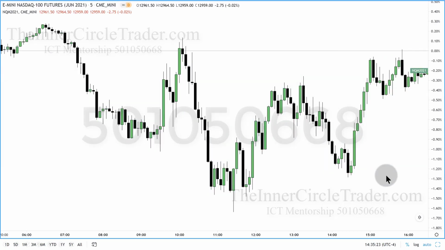So this is the NASDAQ stripped down. Here's those lower lows. The market rallying up. Here's that gap and that bullish order block. Here. Runs.